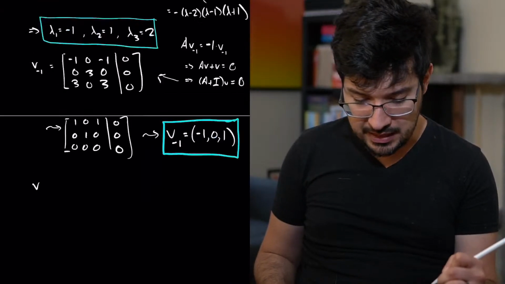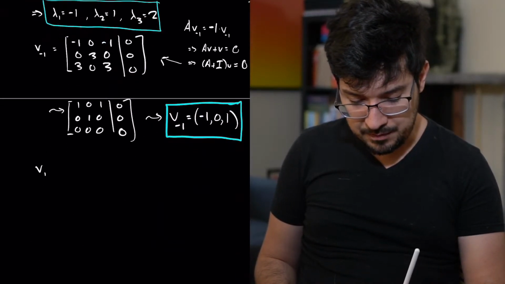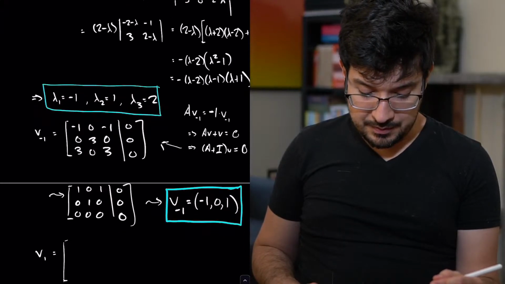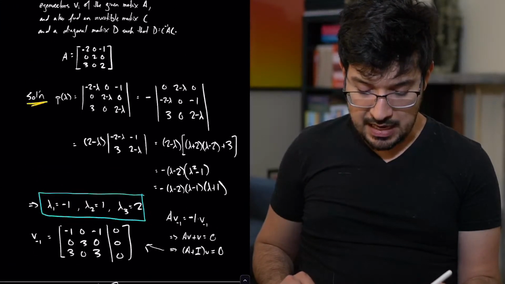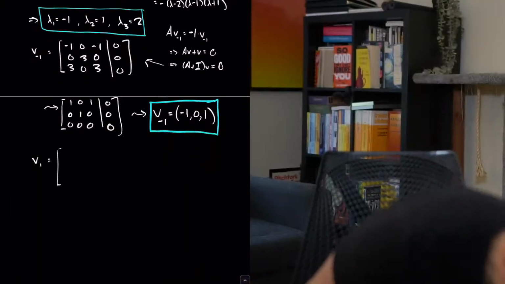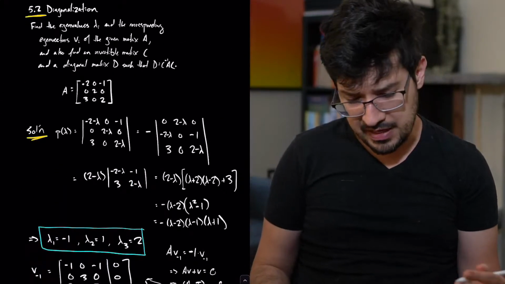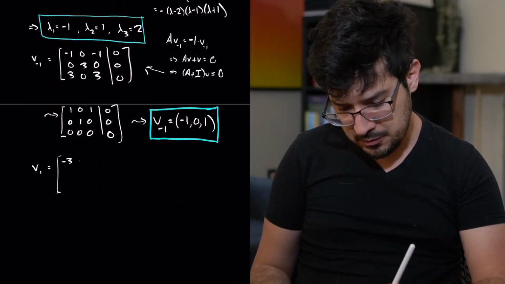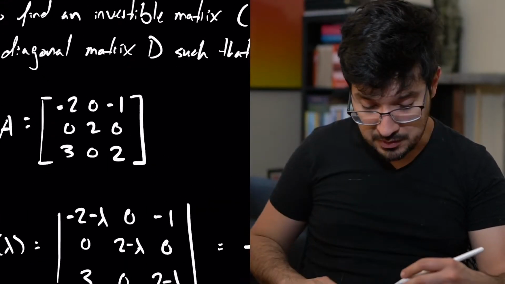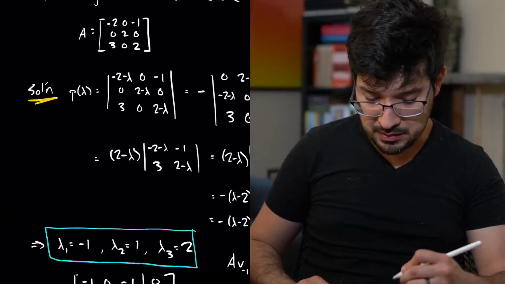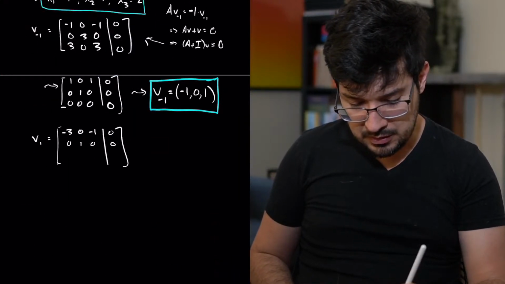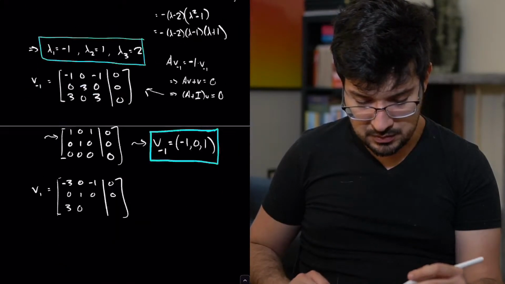Cool. So now the second eigenvector is the solution to A minus I, the null space of A minus I. So we have -3, 0, -1, 0, 1, 0, 3, 0, 1.